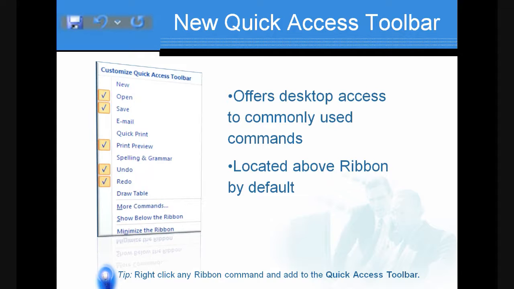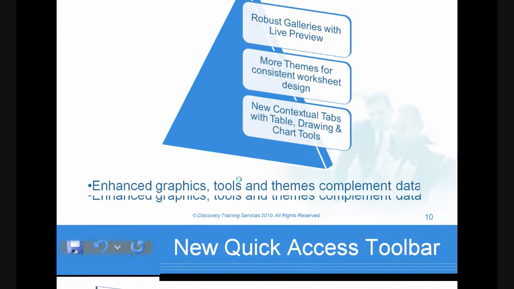I'll give you another quick tip, time for a shortcut. If you'd like to add any ribbon command, right-click on the mouse, and you can click on the command that says Add to Quick Access toolbar.